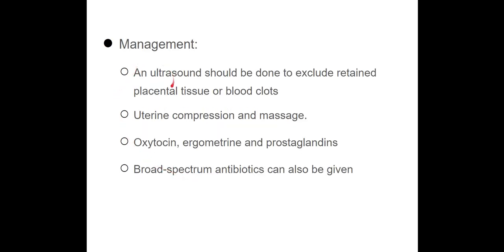So in secondary postpartum hemorrhage, a common management schedule is to first do an ultrasound to exclude retained placenta tissue or maybe blood clots. Then you should do uterine compression and massage. You can also give uterotonics such as oxytocin, ergometrine, and prostaglandins. You can also give broad-spectrum antibiotics to treat endometritis.